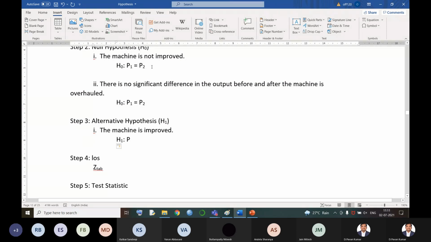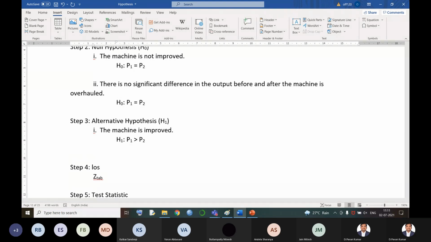So once the machine is improved, what happens here? Improved means what? P1 is before repairing, P2 is after repairing. That means the proportion of defective items should decrease, right, if the machine is improved. So what is the symbol I need here? I should get the greater than symbol, because the proportion of defectives will decrease after the machine is improved. Okay, this is how we write the situation.